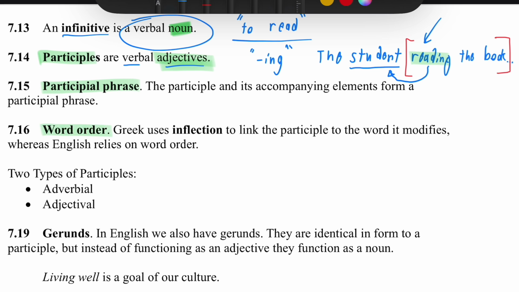All right, let's take a moment to talk about word order. So Greek uses inflection to link the participle to the word it modifies, whereas English relies on word order. So in English, we wouldn't say the reading book student the, or the reading student the book. In English, we couldn't scramble the word order, but in Greek, because it relies on the inflection, the word order can be rearranged, whereas in English, we need to have it in direct progression.